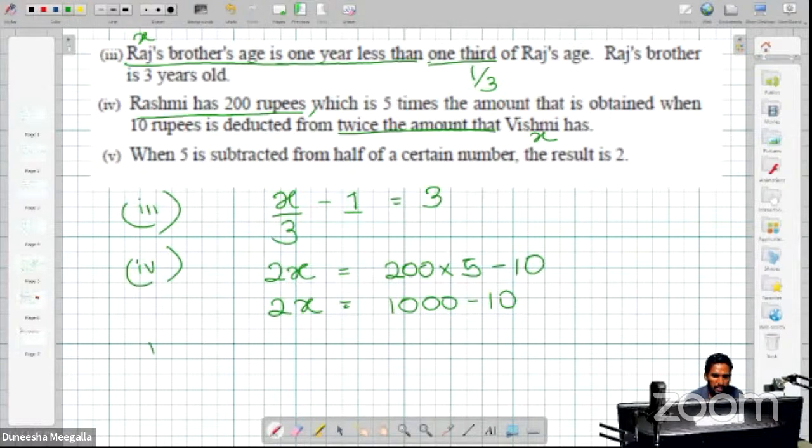Fifth one, when 5 is subtracted from half of a certain number. Subtracted from half of a certain number. Taking the certain number as x, we get x divided by 2 minus 5 equal to 2. Okay. Get the answer. After you finish, raise your hand.